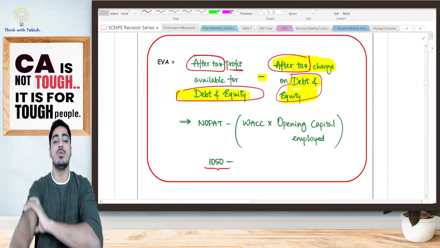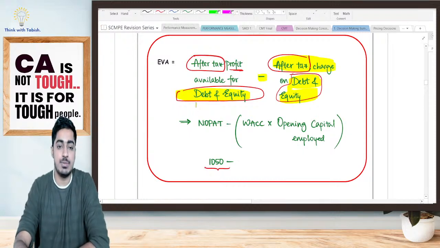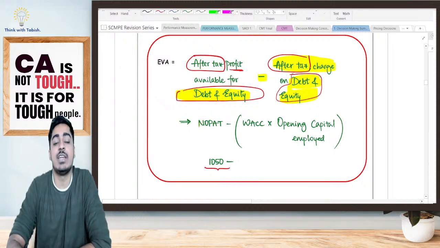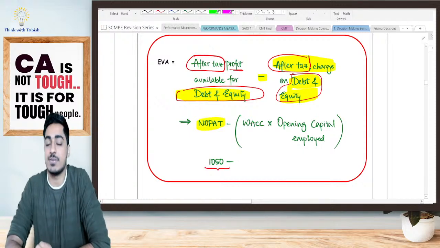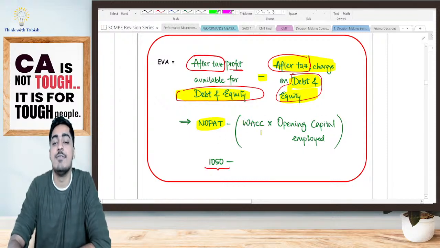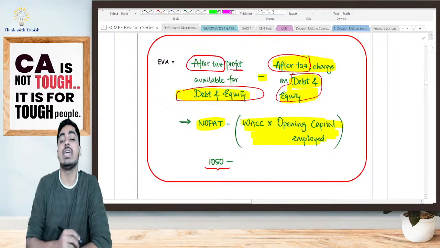Now, let's see what my after tax profit available for equity as well as debt holders is, minus the after tax charge for my equity as well as debt. My after tax profit available for equity and debt holders, I am calling NOPAT, net operating profit after tax. We'll understand how. The after tax charge on my equity as well as debt holders is my weighted average cost of capital into my capital employed.